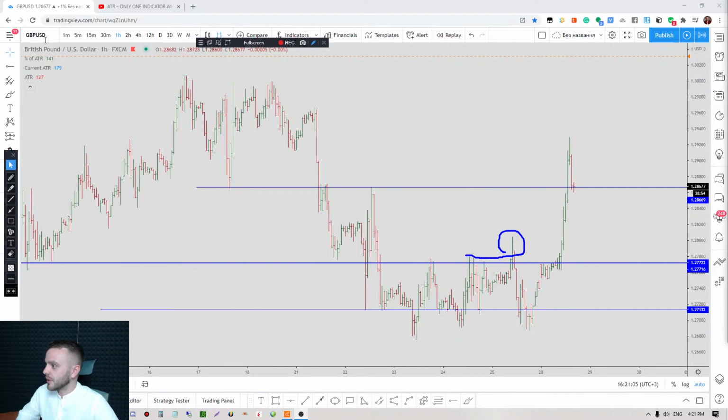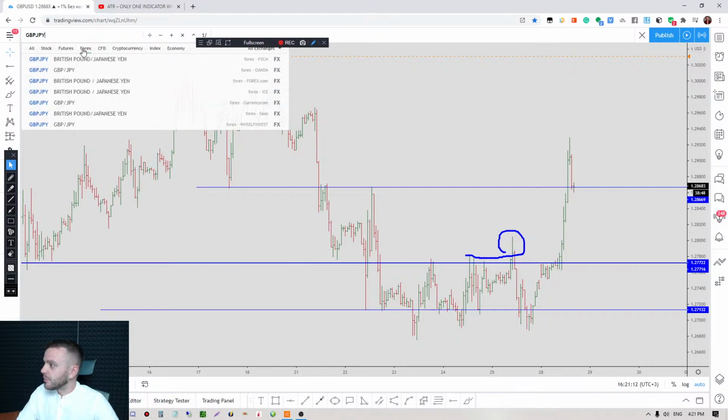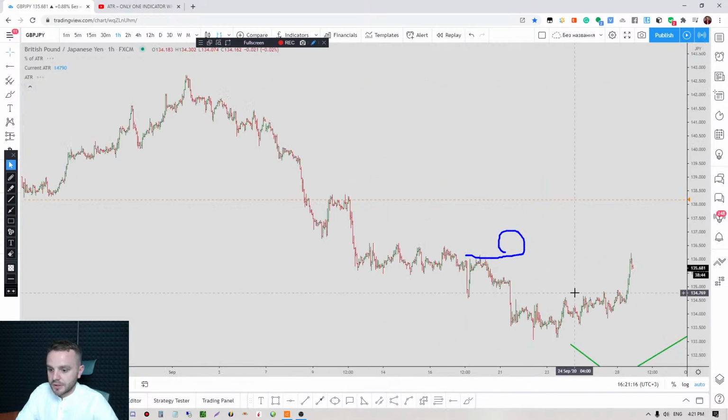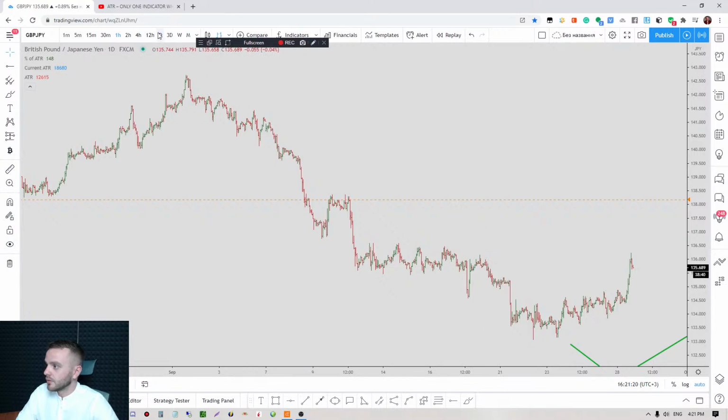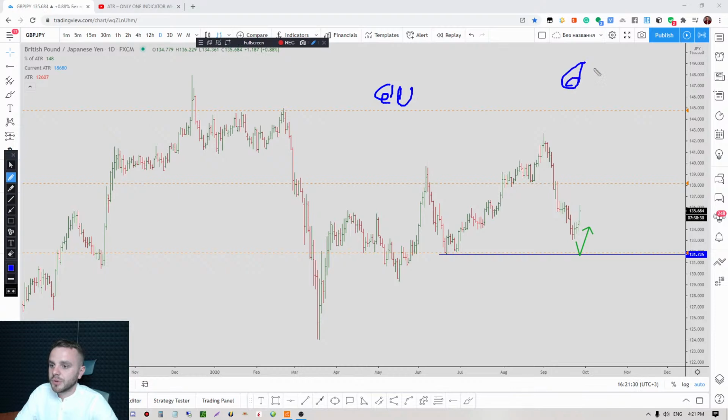Okay, British pound, Japanese yen, and after that Apple and Tesla. British pound, Japanese yen followed British pound completely. Remember, when you have a currency pair, for example, you have three currency pairs. You have British pound USD, GU. You have British pound Japanese yen, and you have USD Japanese yen.